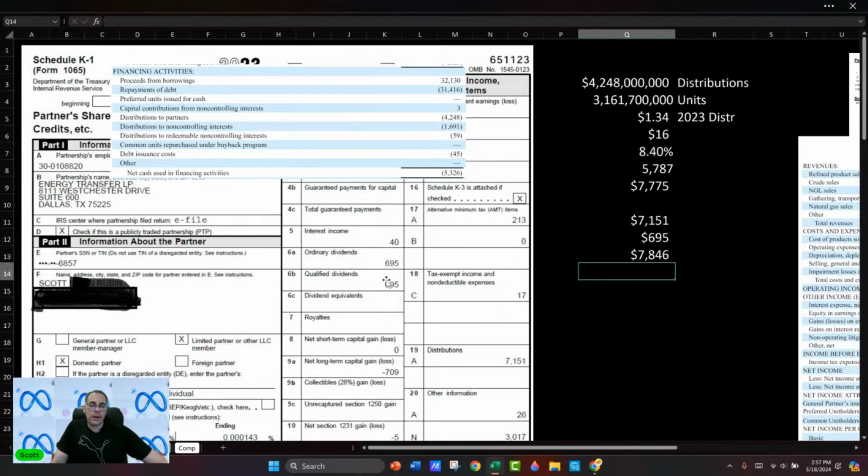This right here, this 695 twice. You're not getting 695 in ordinary dividends and 695 in qualified dividends. You only got 695, but they put it in both buckets. I can't remember why. If there's any tax CPAs, let me know why. But I think if it's in both buckets, it's only considered qualified.